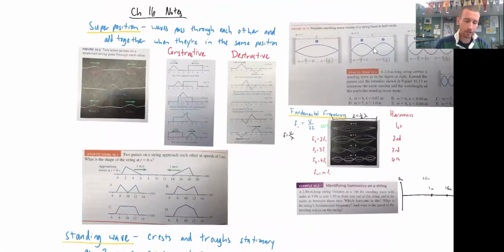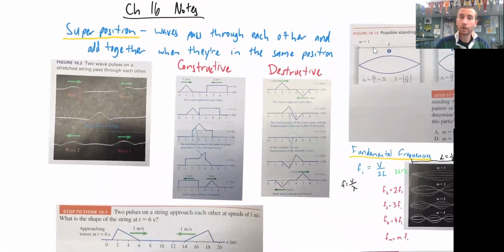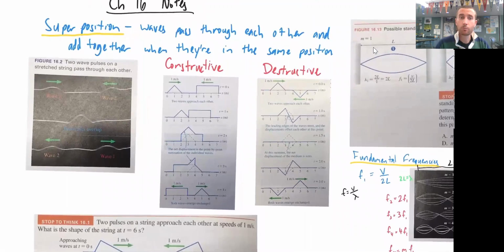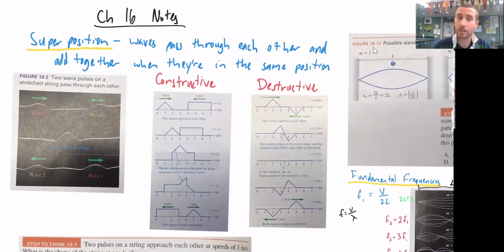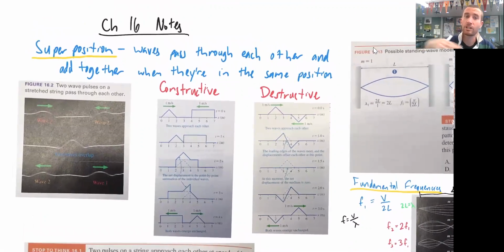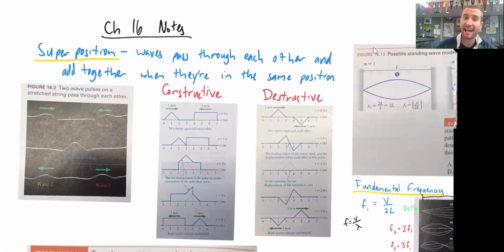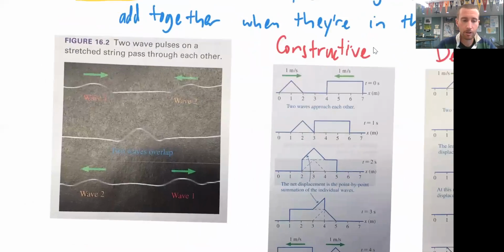Here we go. Okay, so we're going to start with this idea of superposition. Superposition is where two waves pass through each other, and as they pass through each other, they add together when they're in the same position. So here's a little example of superposition.